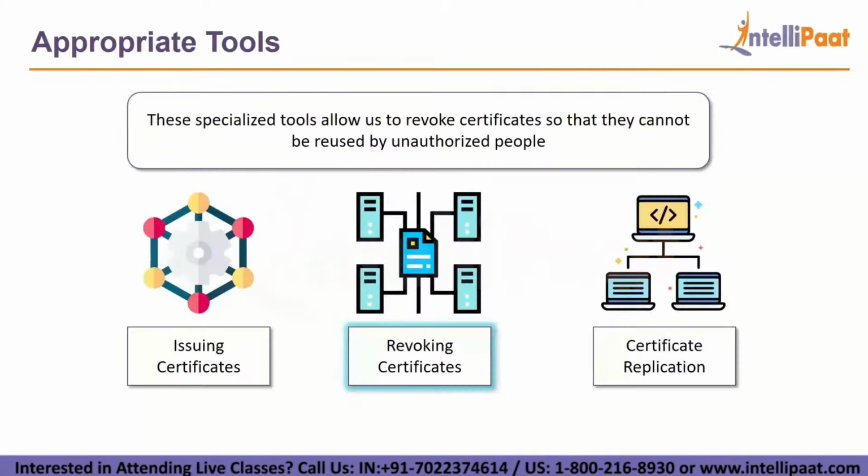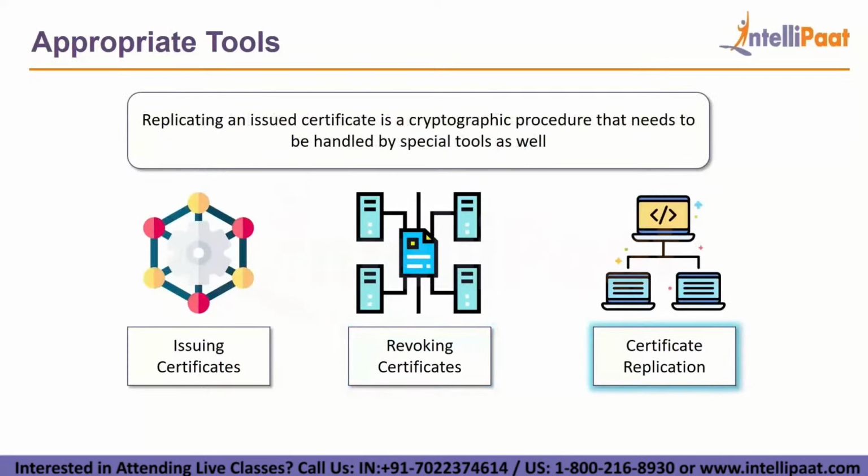So these are the two kinds of ways. The third one is certificate replication. Suppose a particular certificate needs to be issued to multiple people. In cases like this, or suppose multiple public keys need to be given to multiple people, and we have generated multiple public keys that need to be distributed to each person. This is also a cryptographic procedure and needs to be handled by a special tool.